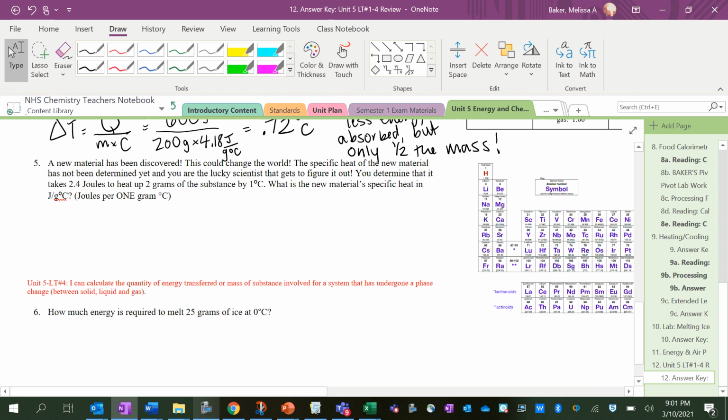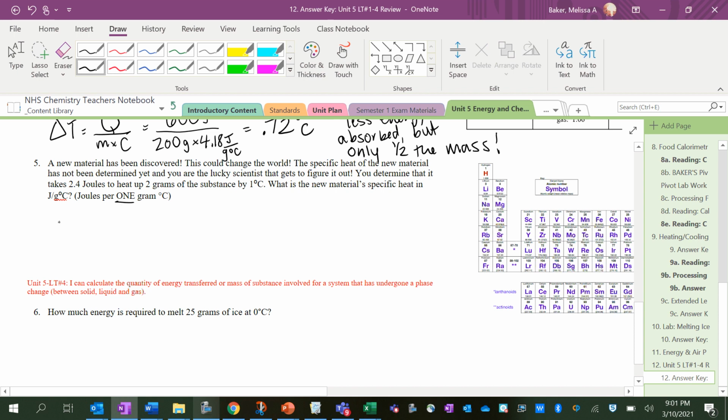All right, a new material has been discovered. This could change the world. The specific heat of the new material has not been determined yet. You're the lucky scientist that gets to figure it out. You determine that it takes 2.4 joules to heat up 2 grams of the substance by 1 degree Celsius. What is the material's specific heat in joules per gram degree Celsius per 1 gram?